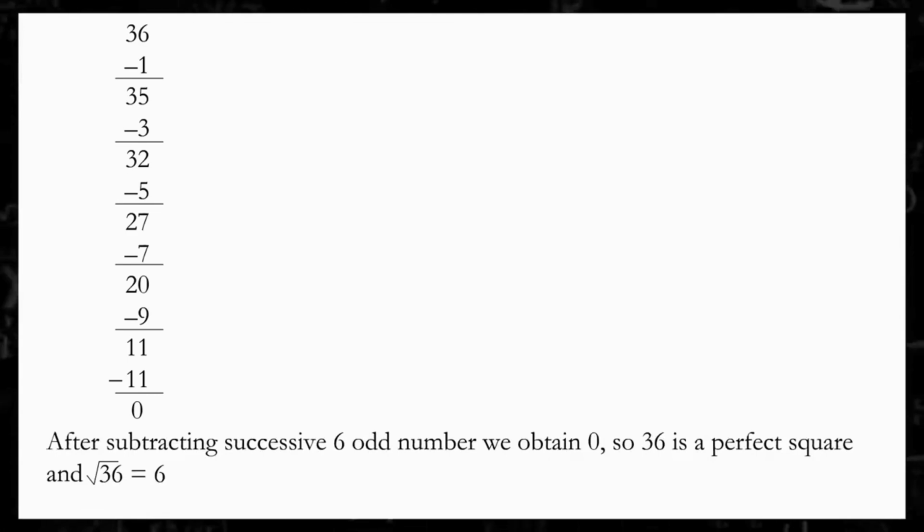27 minus 7 is 20. 20 minus 9 is 11. 11 minus 11 is 0. After subtracting successive 6 odd numbers, we obtain 0. So, 36 is a perfect square and the square root of 36 is equal to 6.